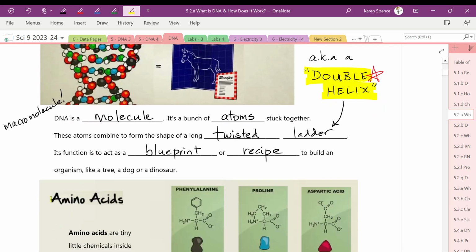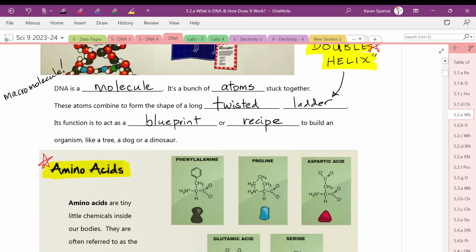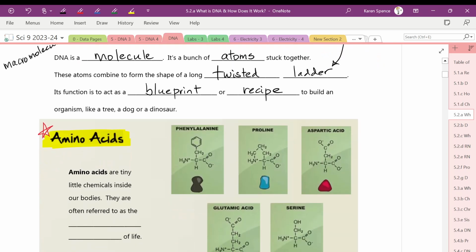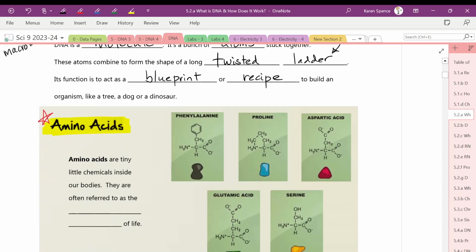Next, we have amino acids. Guess what? That's a word we need to know. Amino acids are tiny little chemicals inside our bodies. They are often referred to as the building blocks of life.